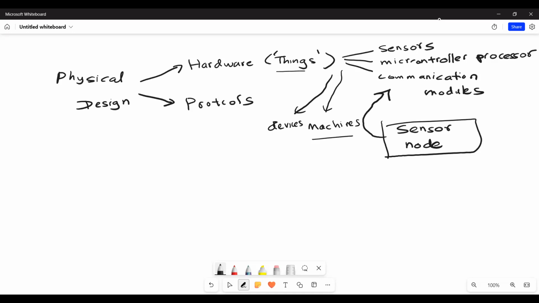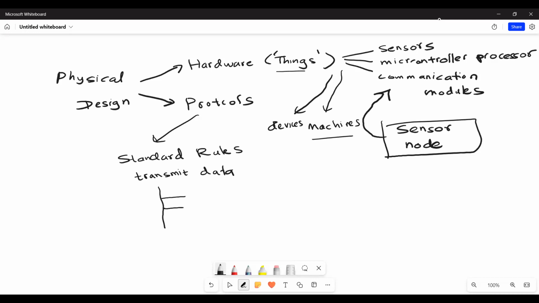Then we have protocols. We are going to be talking about this in detail. The protocols are the standard rules that we use to transmit data, and we can divide them into several layers.